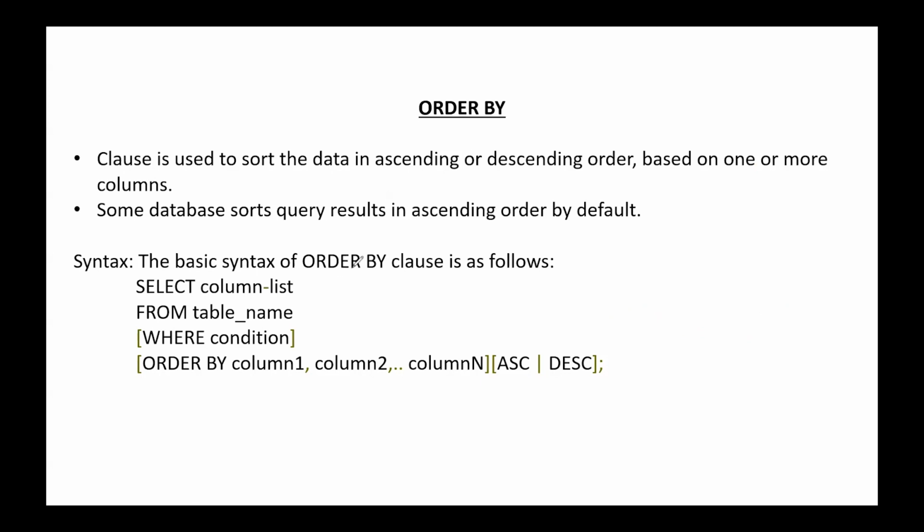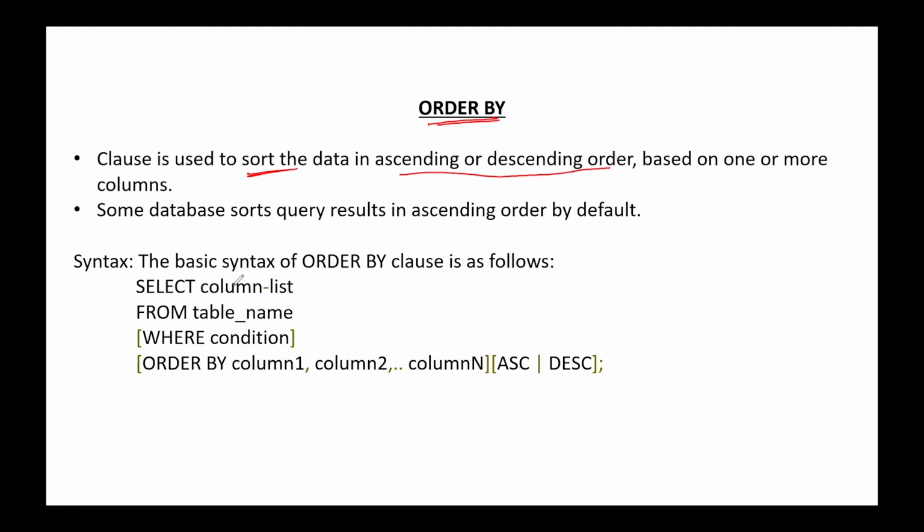The last command for today is ORDER BY. Now, this clause is used to sort the data in ascending or descending order. Just like the name says, ORDER BY means we want to order our output in a particular way. So you can order the output in ascending or descending order based on one or more columns. You can decide which column you want to sort it by.